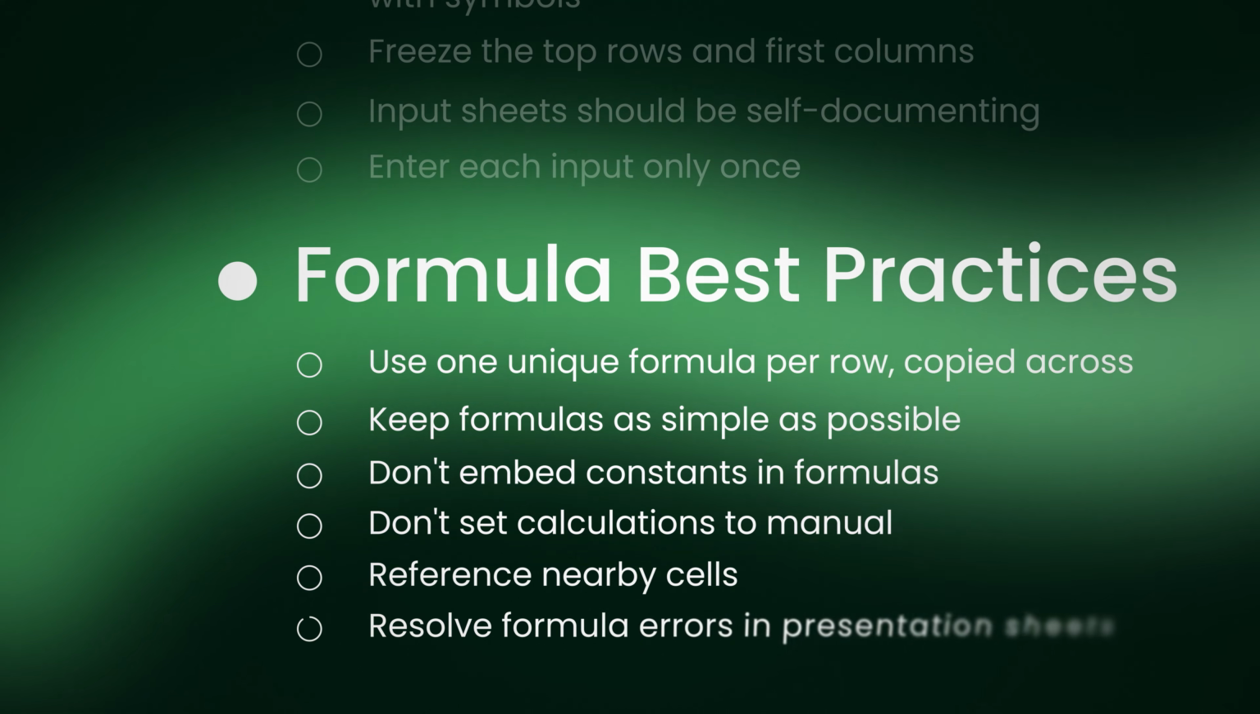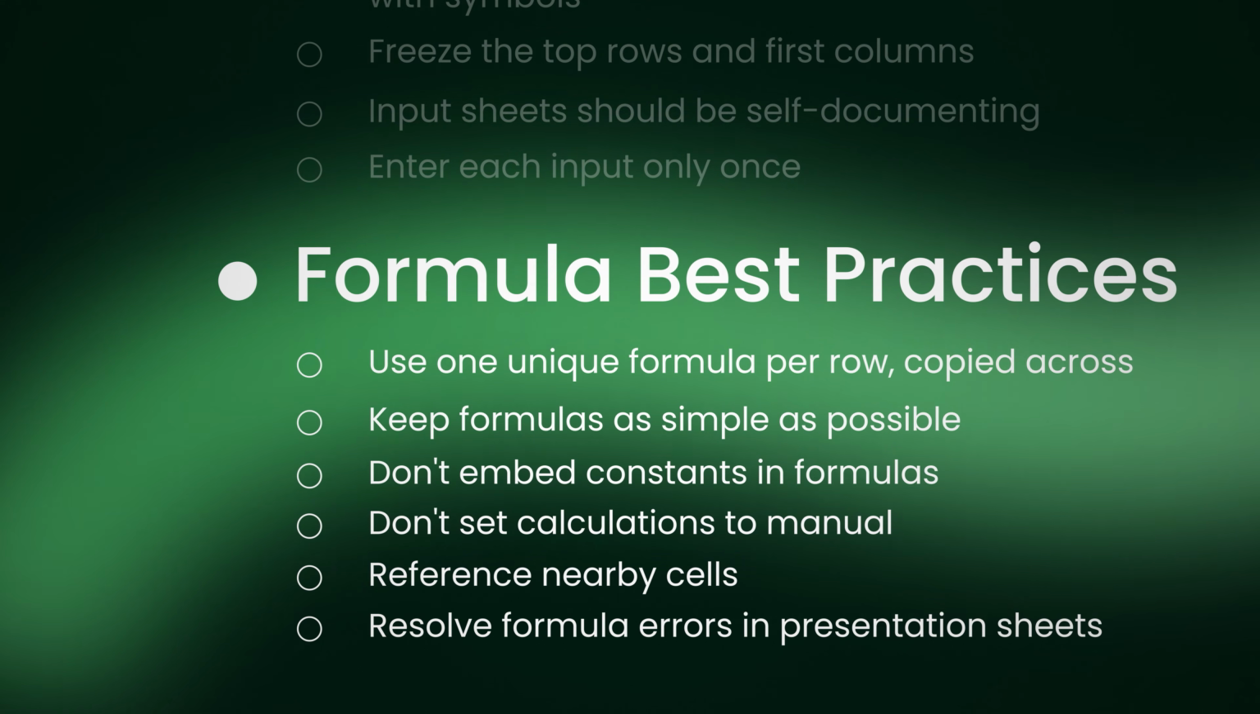Resolve formula errors in presentation sheets. On calculation sheets, error notifications in the cell are sometimes fine. You might even use them intentionally as a signal that data is missing. But on presentation sheets, your dashboard, summaries, anything a stakeholder sees, errors should never appear. The recipient may not be as close to the model as you are, and if they see an error, they'll assume there are others. It erodes trust in the entire model, even if the underlying calculations are perfectly sound.